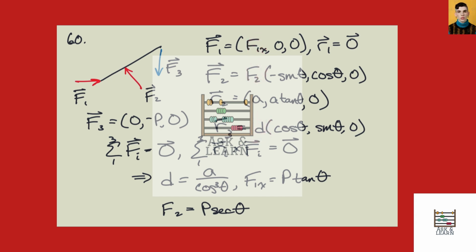So we've got three equations and three unknowns, and solving those, we get that d equals a divided by cosine cubed of theta. This is an interesting relationship. As a increases, d needs to increase. As you get farther and farther out here, this needs to be longer and longer, which makes sense. So that's proportional.